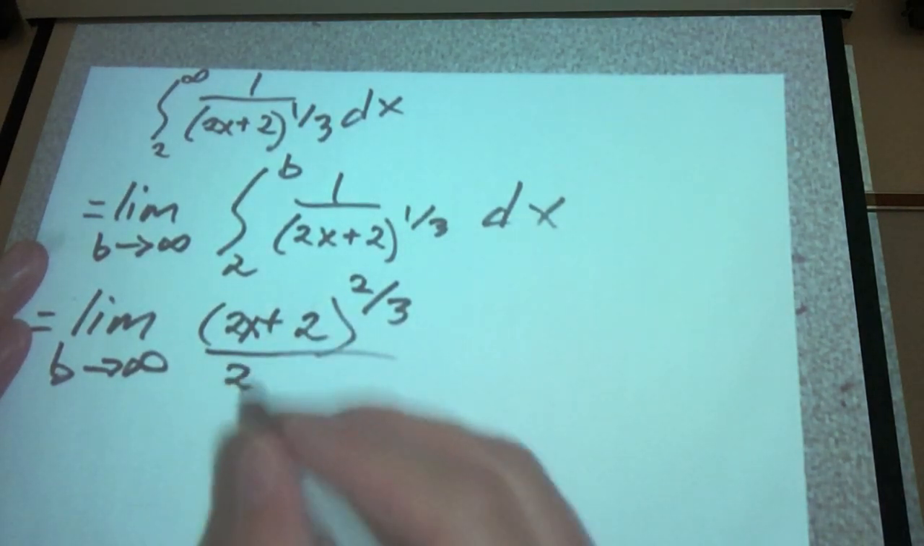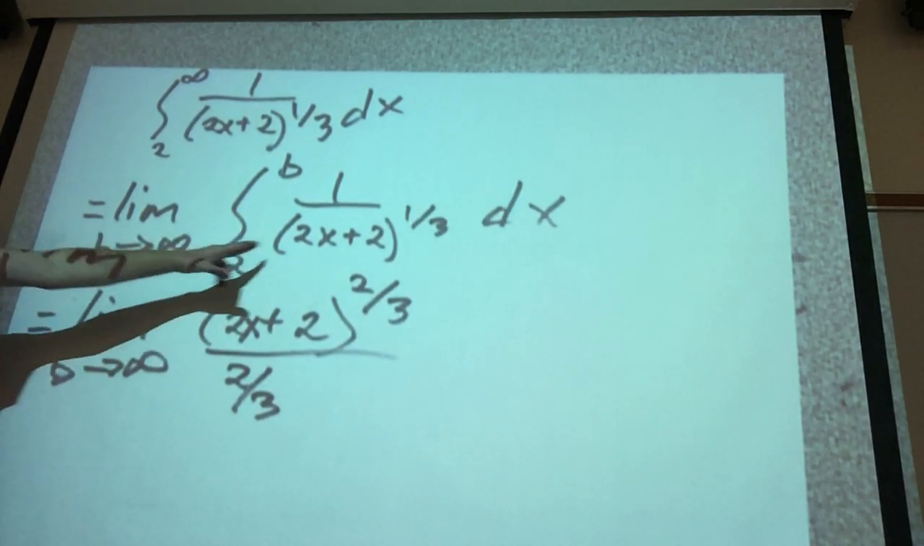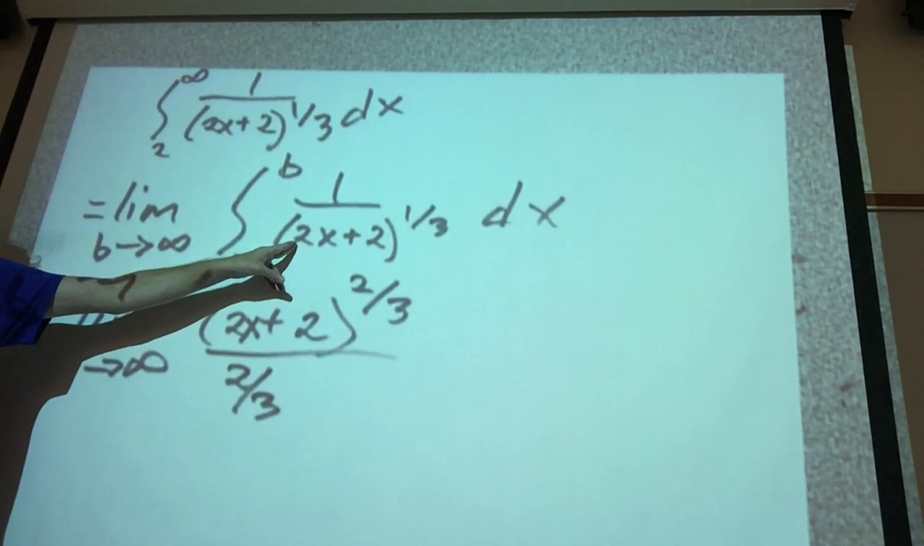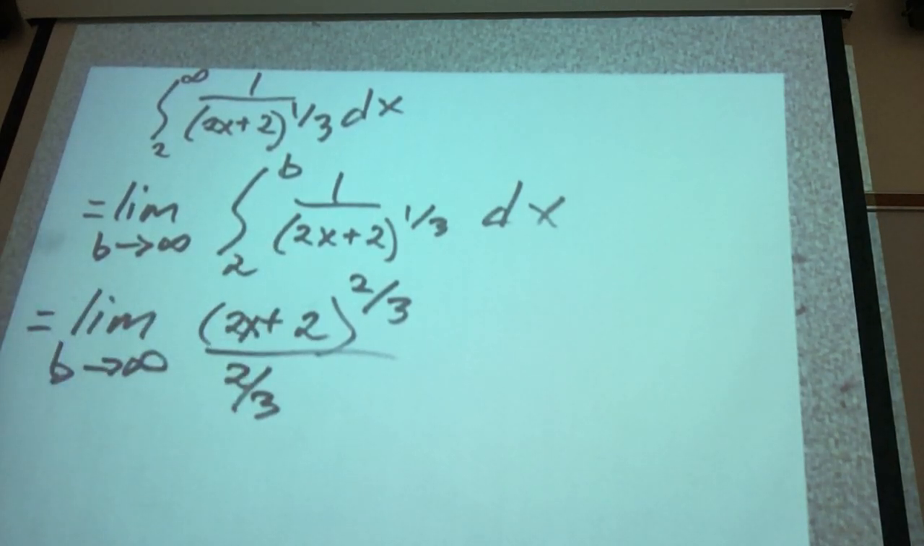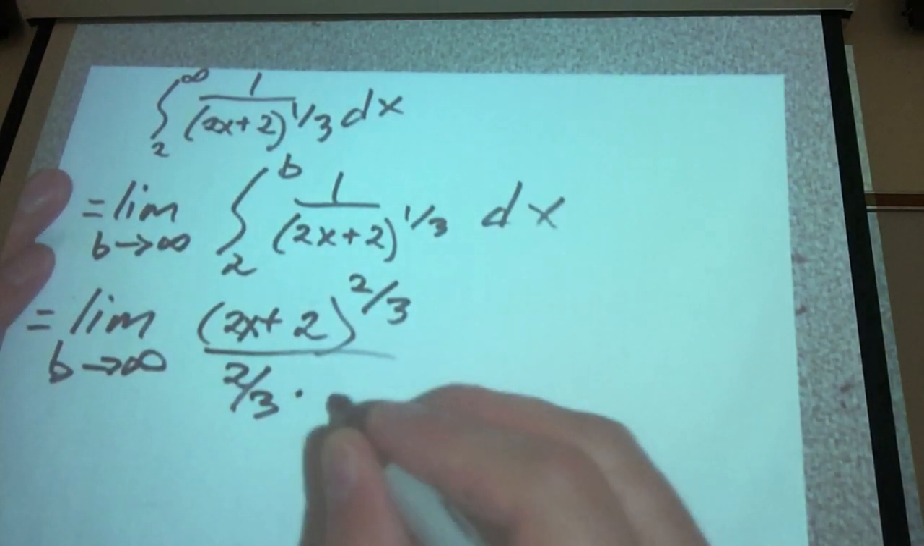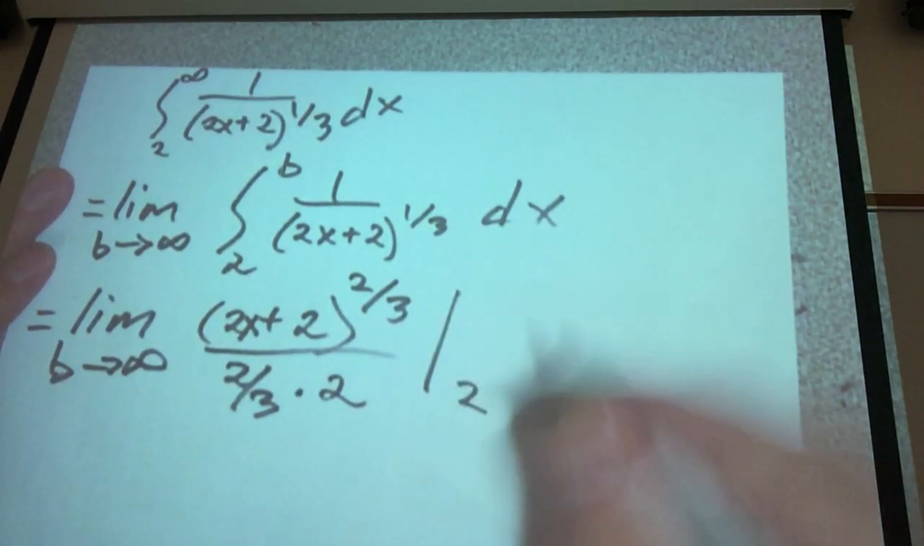and divided by that. But there's something else that we need to consider when looking at this problem: there's an extra 2 on this component right there. So when we integrate this, we have to divide by that 2. So there's going to be an extra 2 on this problem. And this is going to be evaluated at 2 and at b.